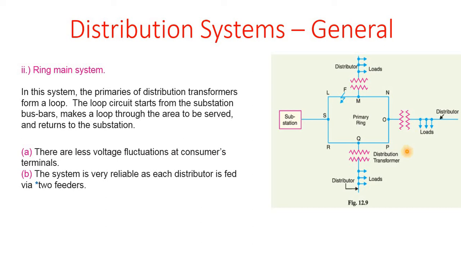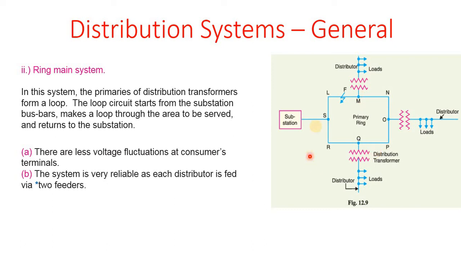Secondaries of these distribution transformers are connected with distributors, and then they are connected with the consumer loads. This system has certain advantages. There are fewer voltage fluctuations at the consumer terminals, and also, in case there is a short circuit or a failure in the feeder circuit, let's say at this point F the circuit fails or disconnects or breaks, then we still have connectivity with these transformers through S, R, Q, P, O and M. Although the S, L, M circuit has gone out of circuit, yet we have electricity available.